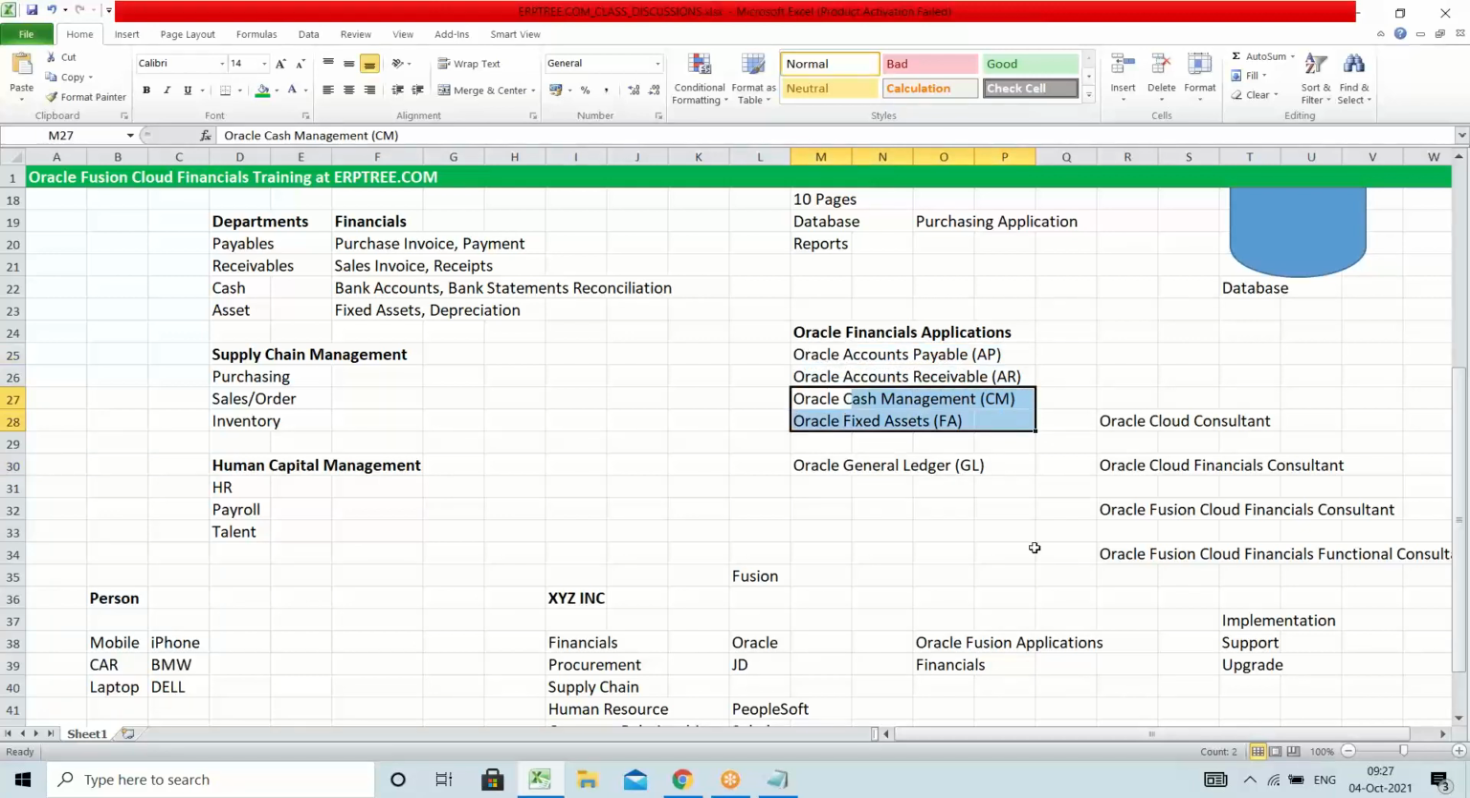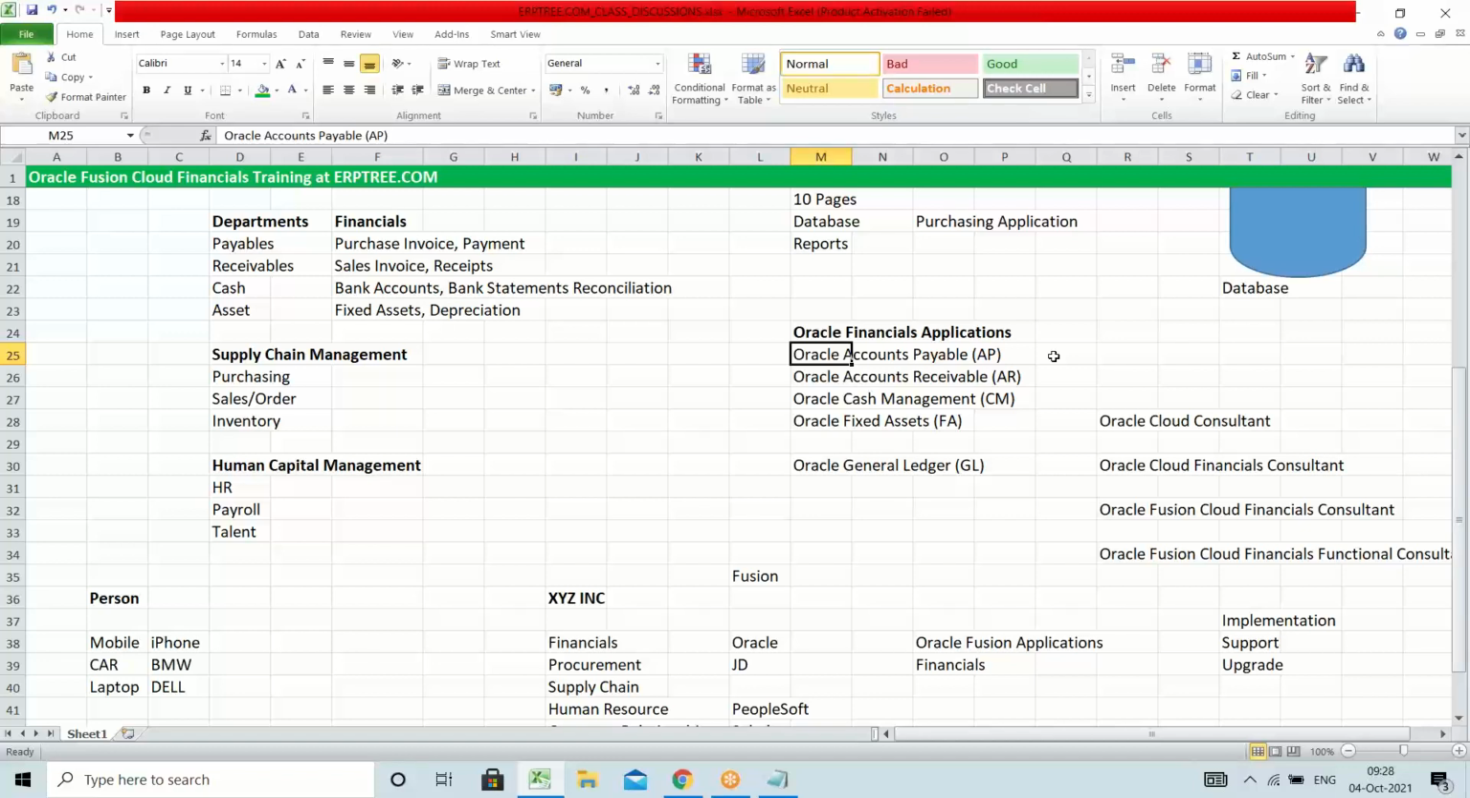But if the client is very big, then for each application, you will have one consultant. Say the client is very, very big, with operations in 100 countries, too complex. In that case, for AP alone you could see a 10-member team or a 5-member team. This is how it will be.